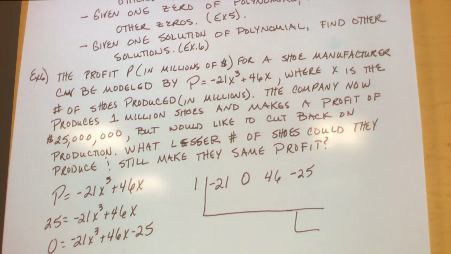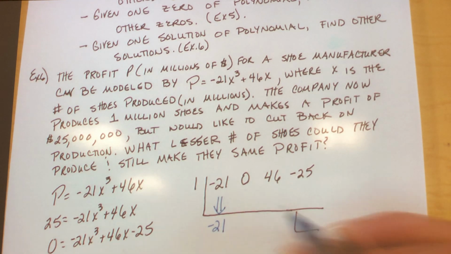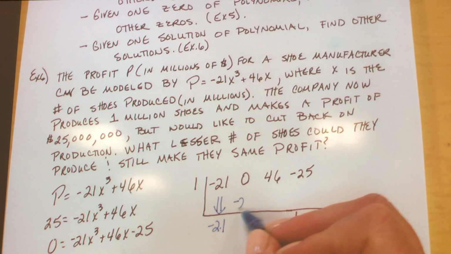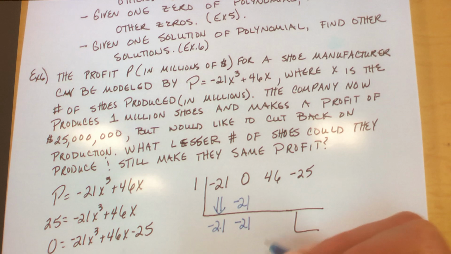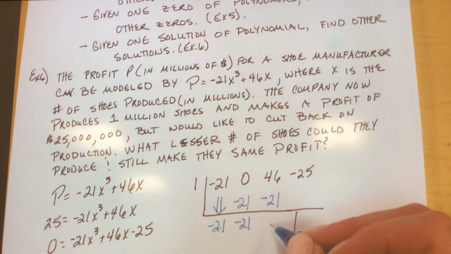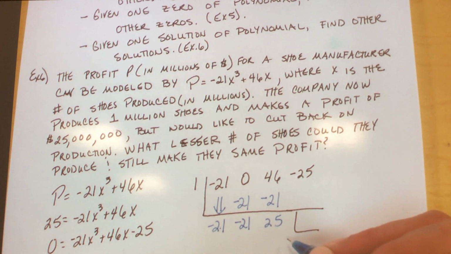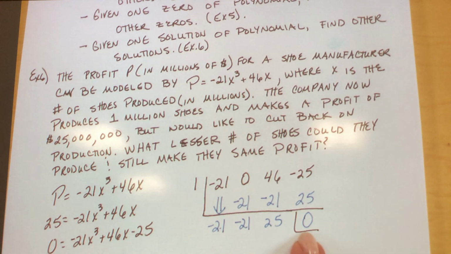All right, so now I'm going to bring down my negative 21. Multiply, negative 21 times 1 is negative 21. I'm going to add, then multiply, then add 25, multiply, and add, and 0. We knew this was a 0 because we already said it was a solution. So this is my quadratic, negative 21x squared minus 21x plus 25. Are you with me?